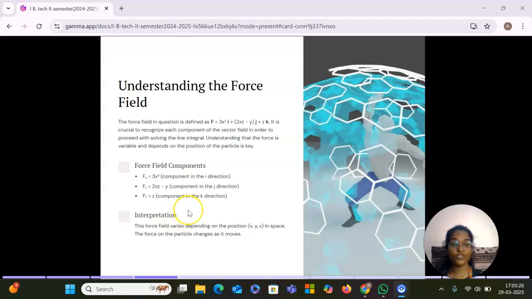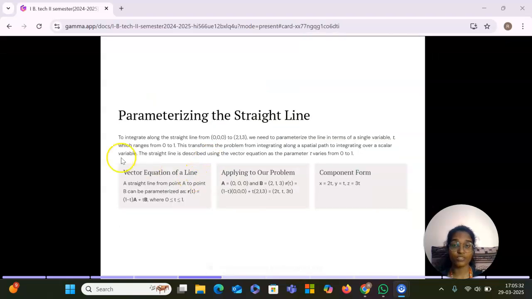Interpretation: this force field depends on the position x, y, z in space. The force on the particle changes as it moves. Parameterizing the straight line. To integrate along the straight line from (0,0,0) to (2,1,3), we need to parameterize the line in terms of a single variable t, which ranges from 0 to 1. This transforms the problem from integrating along a spatial path to integrating over a scalar variable.